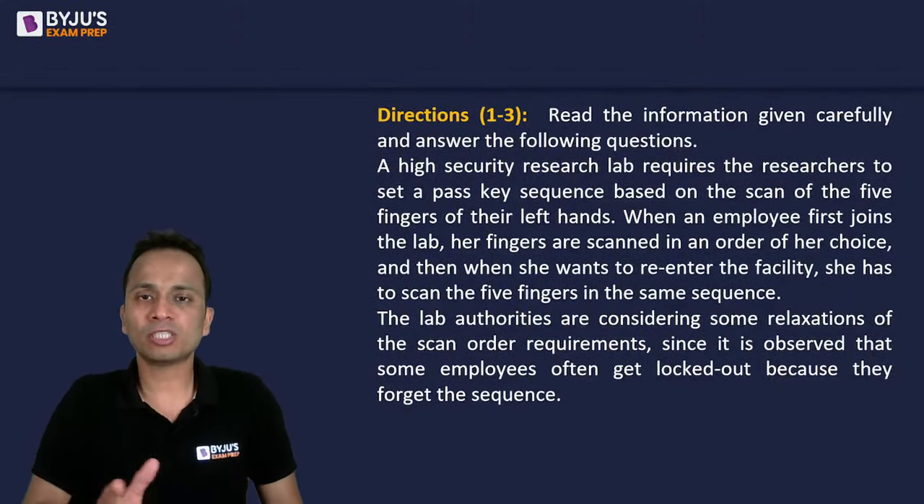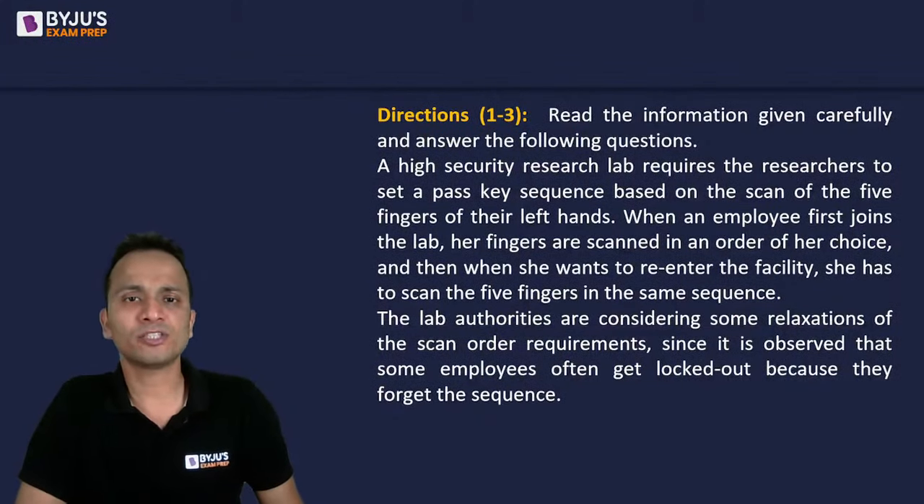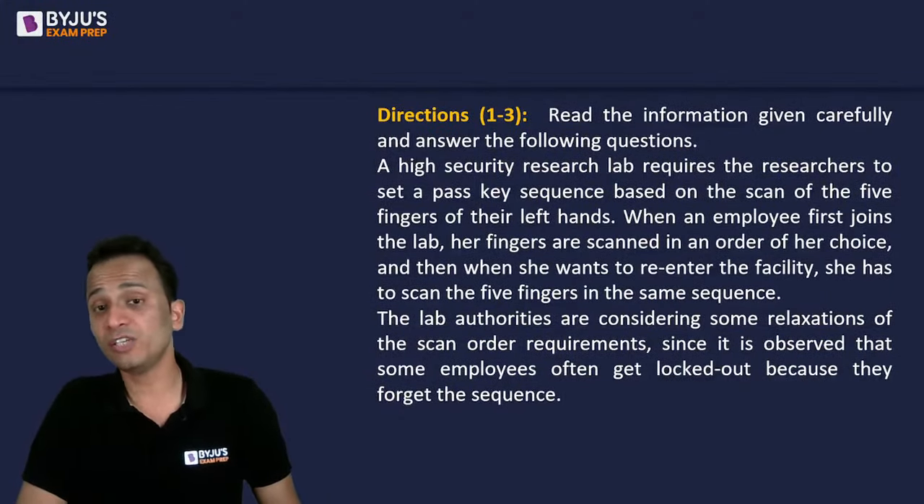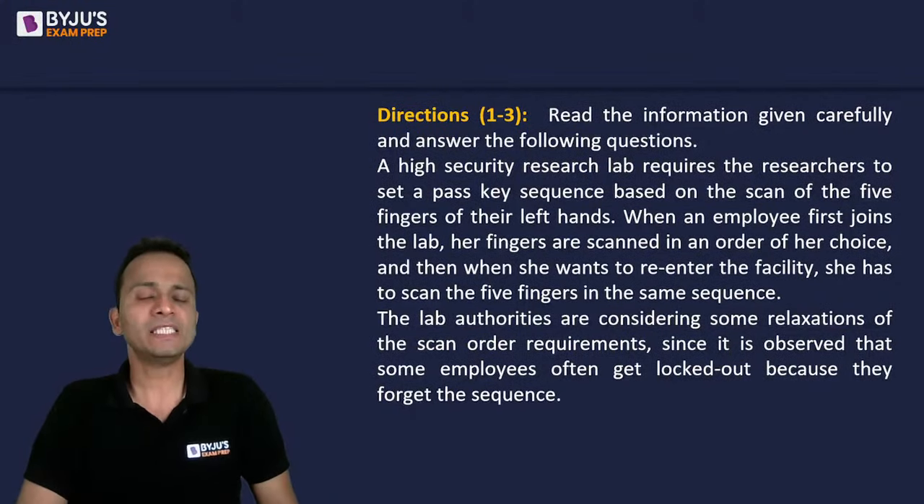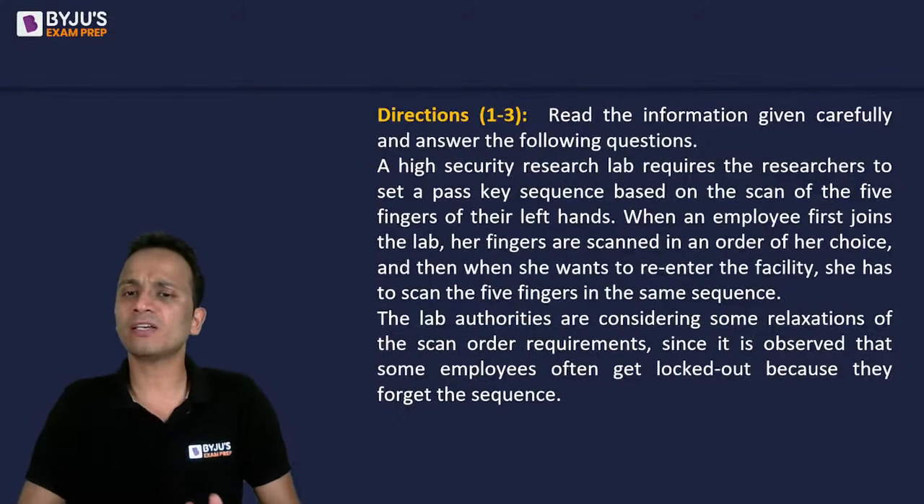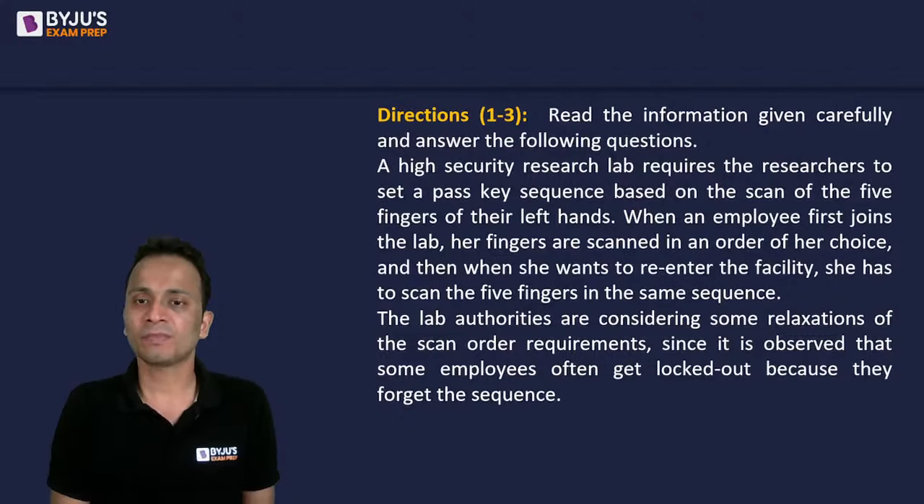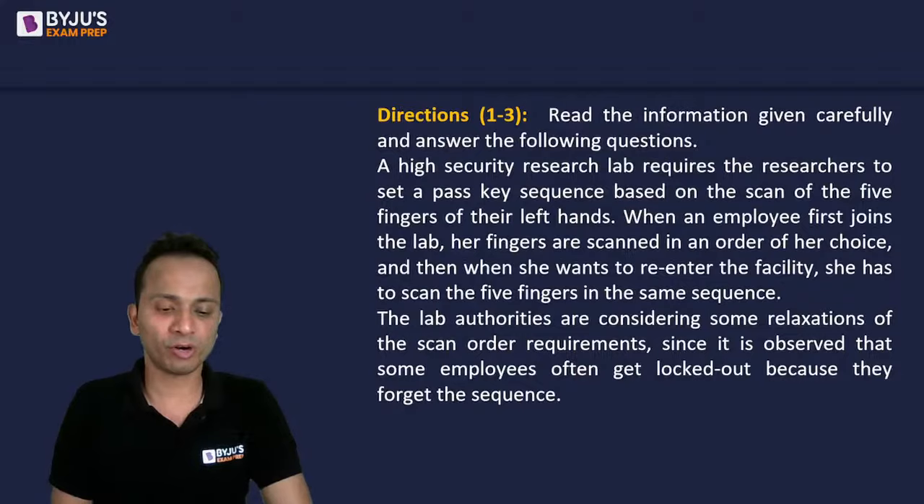So I'll read out these directions quickly. A high security research lab requires the researchers to set a pass key based on the scan of the 5 fingers of their left hand. When an employee first joins the lab, her fingers are scanned in an order of her choice. And then when she wants to re-enter the facility, she has to scan the 5 fingers in the same sequence. The lab authorities are considering some relaxations of the scan order requirements. Since it is observed that some employees often get logged out because they forget the sequence.